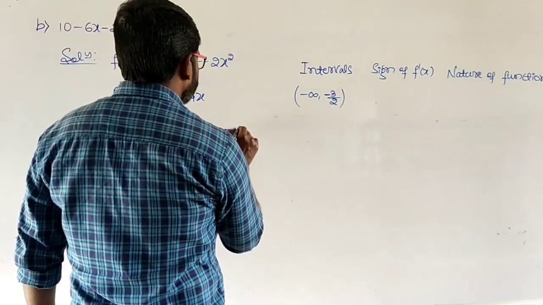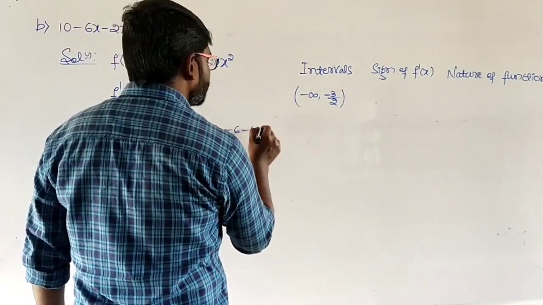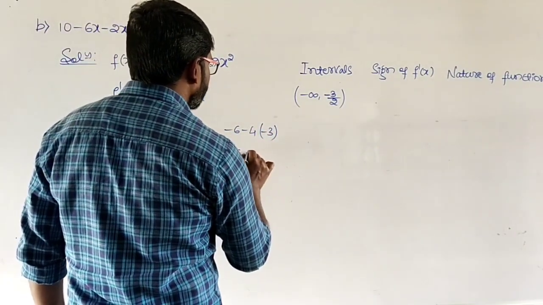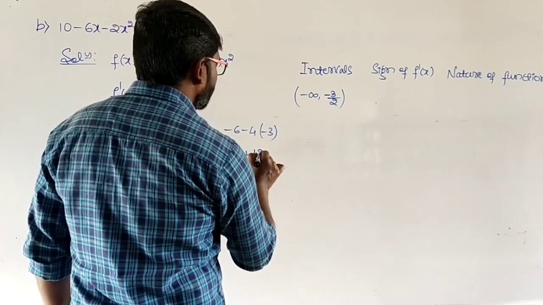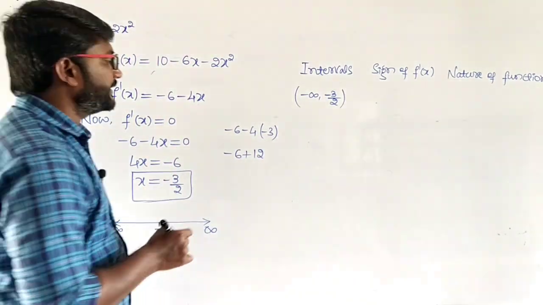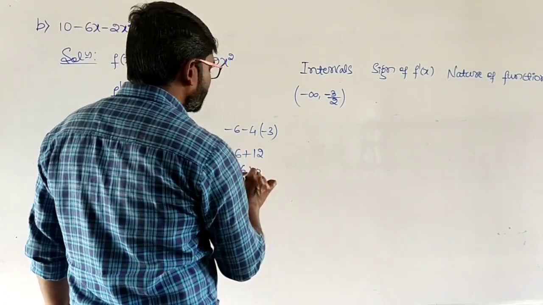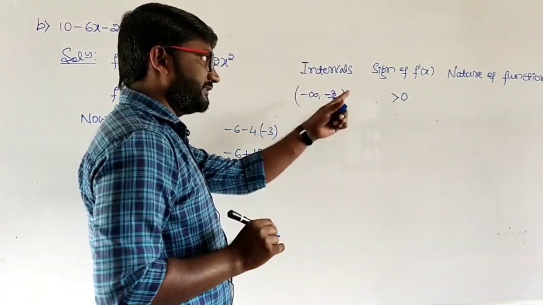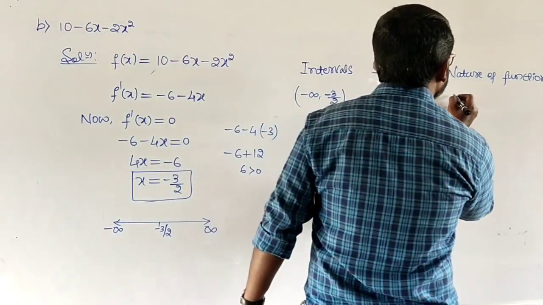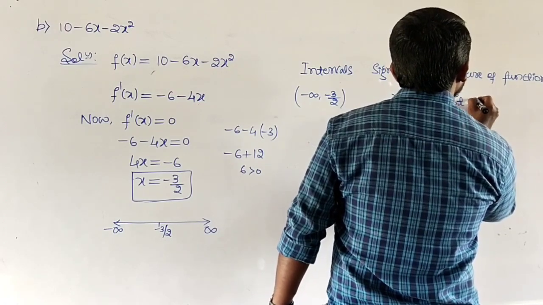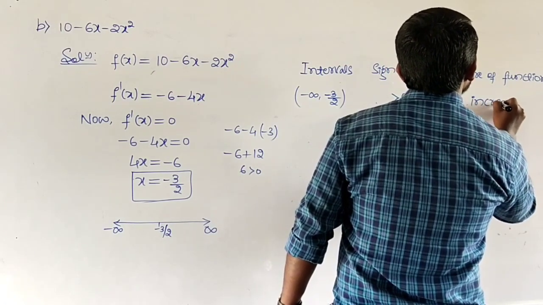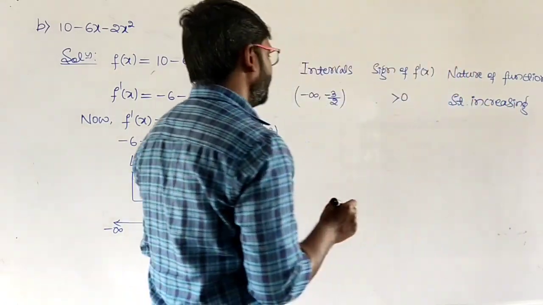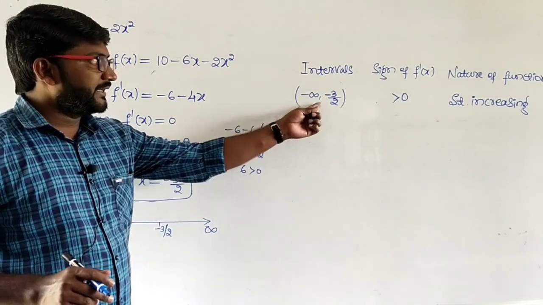See here, minus 6, minus 4 as it is, in place of x we have to write minus 3. Then minus 6, minus into minus it is plus, 4 into 3 it is 12. Now 12 minus 6 it is 6. That means it has to be greater than 0. 6 is greater than 0. That means sign of f dash of x will be greater than 0. If it is greater than 0, then it is strictly increasing. Strictly increasing.